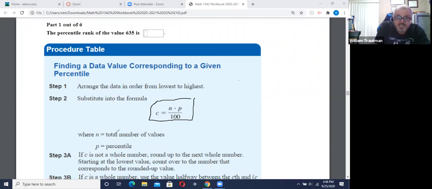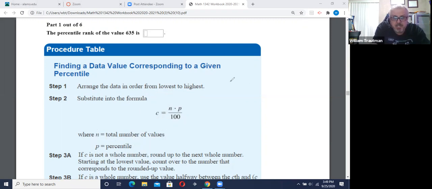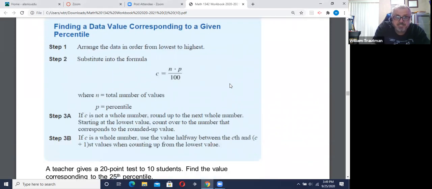So once again, n is the total number of values. If we had 10 items, then n would be 10. If we had 5 items, n would be 5. P is the percentile. C is the score that we're looking for. Now, there's a little trick here. You got to be careful. Let's read these steps. When you do this problem, make sure you read these steps.